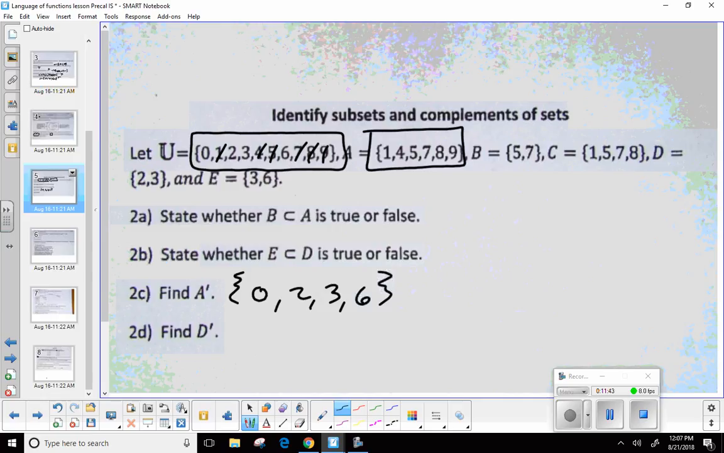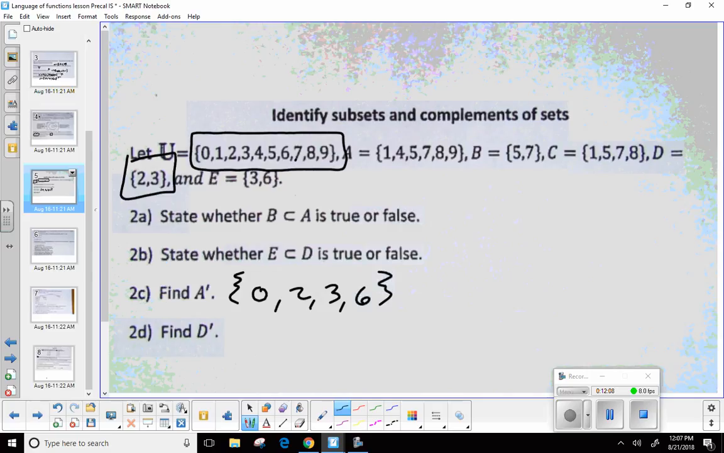Okay. Let's try the same thing for D. I'm going to go ahead and erase these right here. I want to look at the universe and set D, which has elements 2 and 3. I'm looking for all the elements that are in the universe, but not found in D. That's the complement. Is there going to be more elements than the previous one?